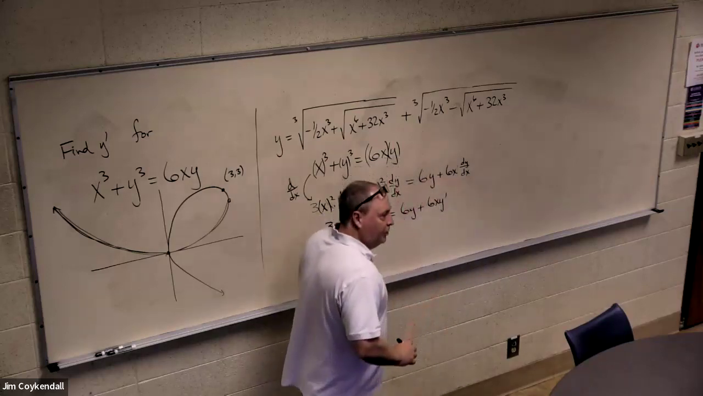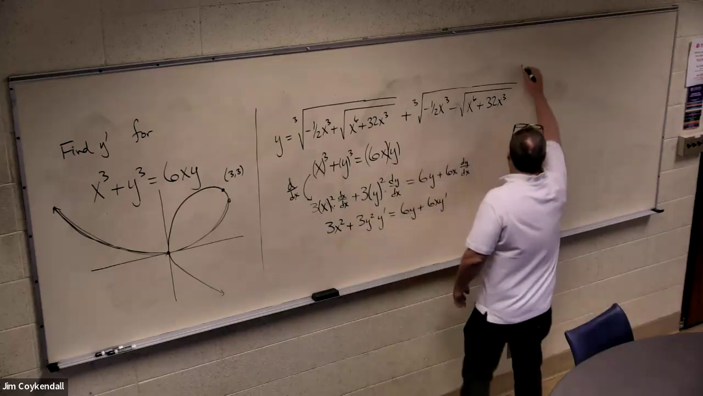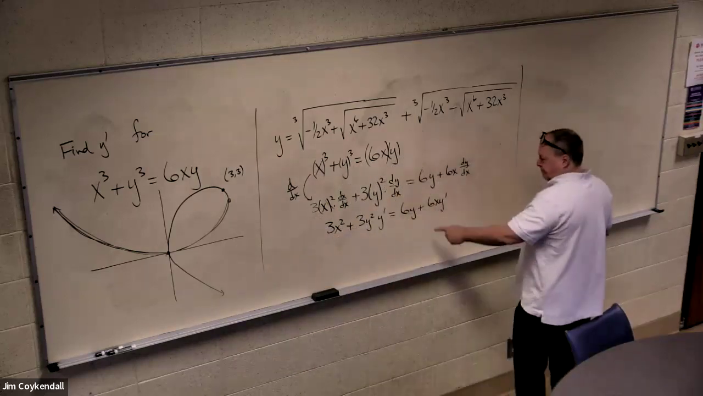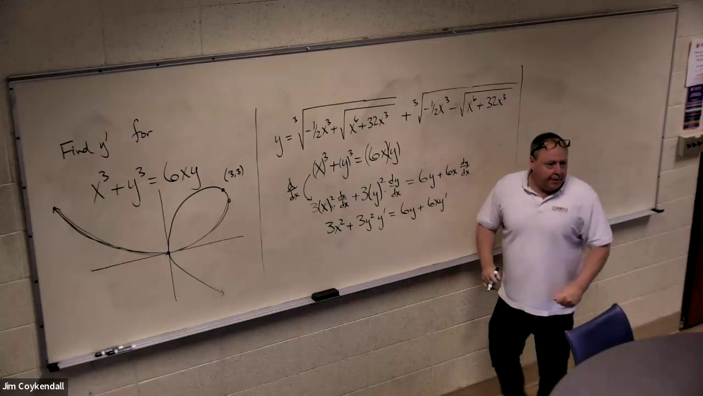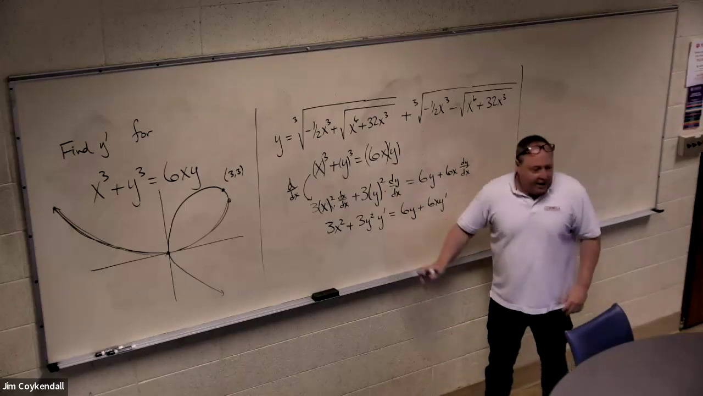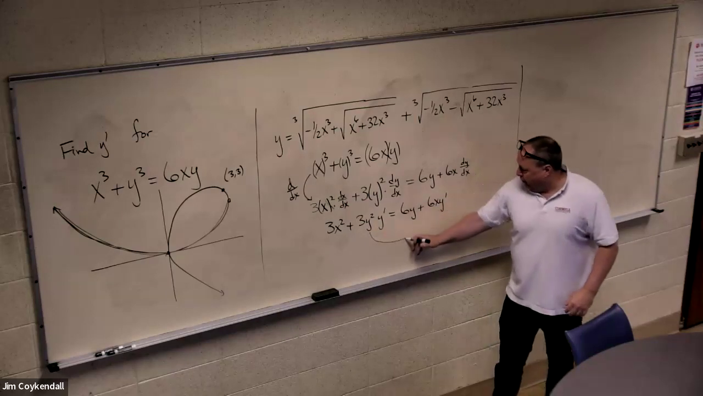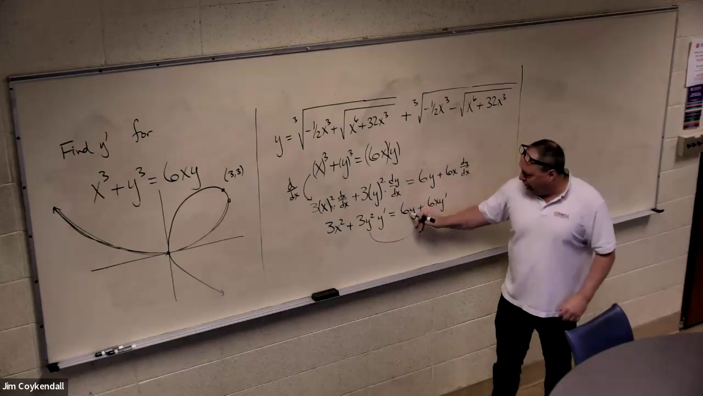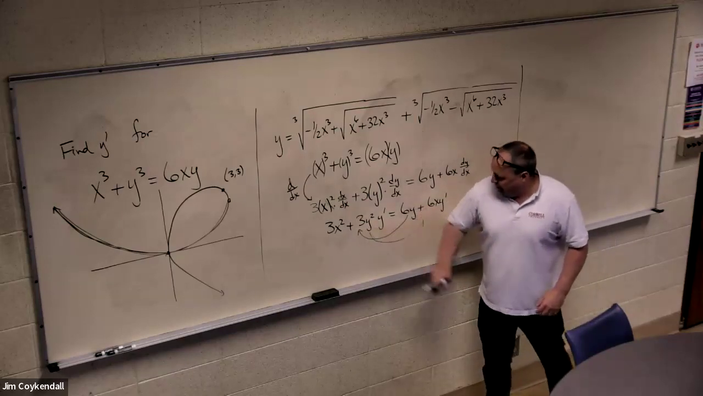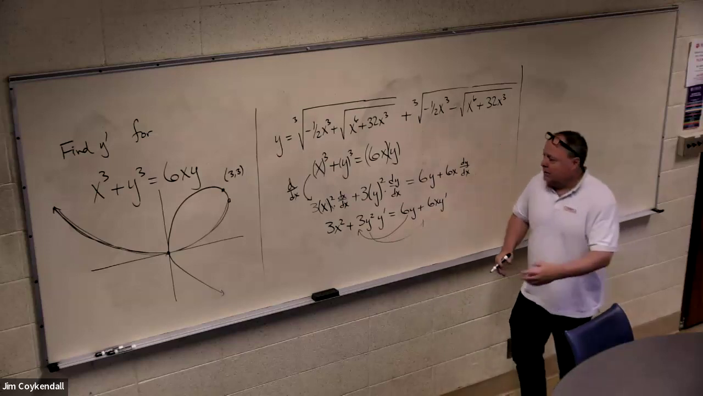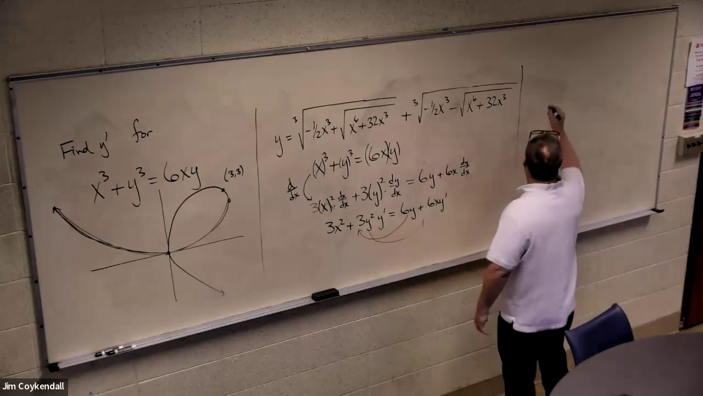Now, I believe the question was solved by time. This step is always doable. Here's what you do, you kind of divide and conquer. Put all the stuff that has y primes on one side, all the stuff that does not have y primes on the other.